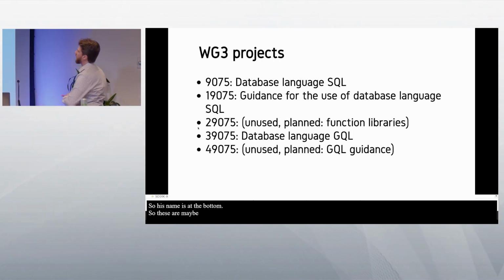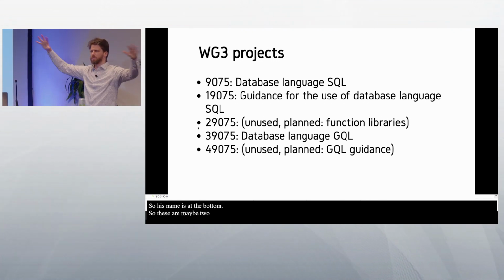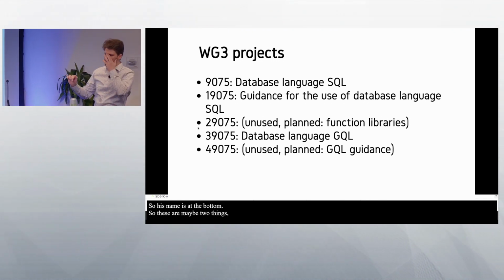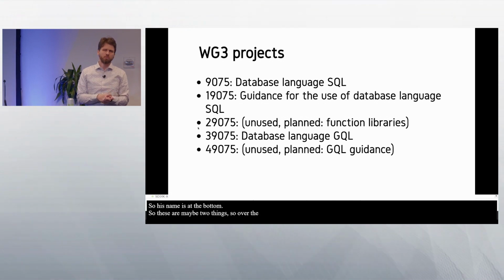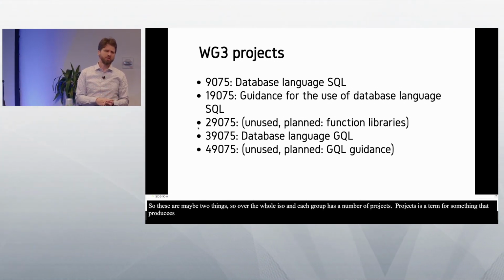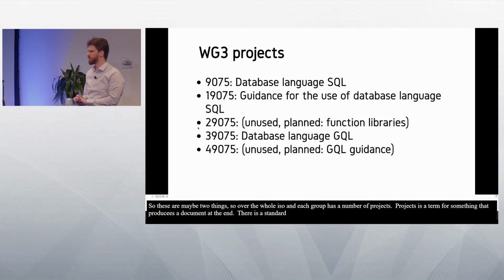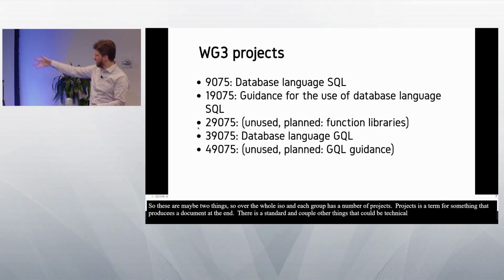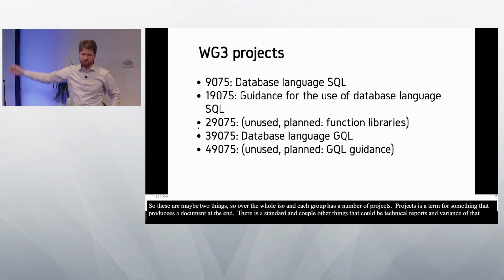So each working group, over the whole ISO whatnot, right? Each working group could have a number of projects. Project is basically a term for something that produces a document at the end. This could be a standard. There's also a couple other things. There could be technical reports, some variants of that sort. And they all have these numbers that end up being ISO something, right?